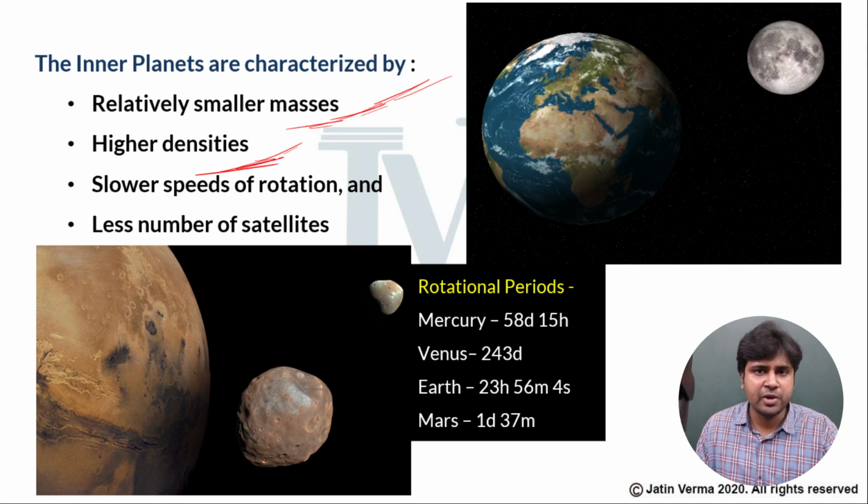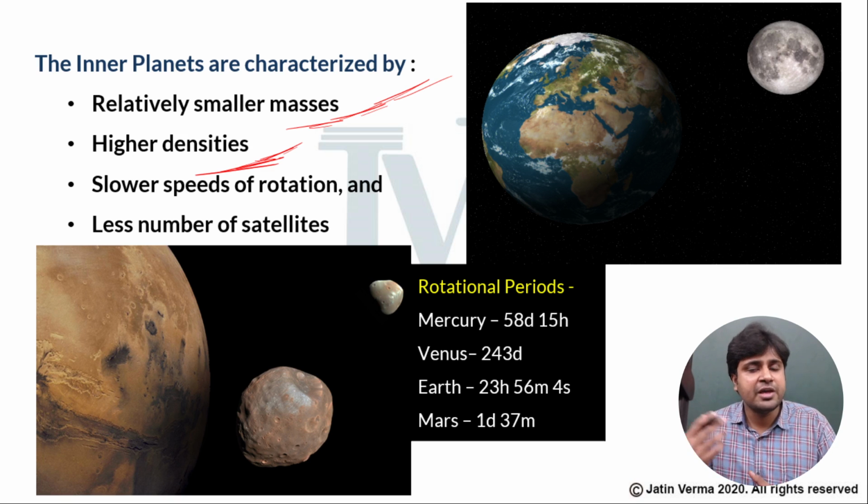So anyway, for the sake of clarity, let me just repeat this one more time. The inner planets or terrestrial planets, Mercury, Venus, Earth, and Mars, they are solid. So they have higher density, but they have less mass. Now, Jupiter, Saturn, Uranus, and Neptune are gas giants. They are made up of gases, and these planets are very huge. So these planets have higher mass, but they have less density because they are made up of gases. Clear? So, the second characteristic of inner planets is higher densities.